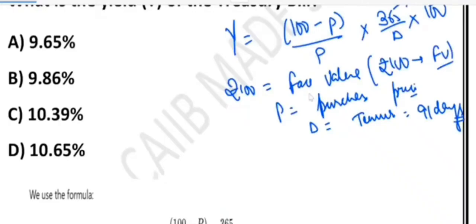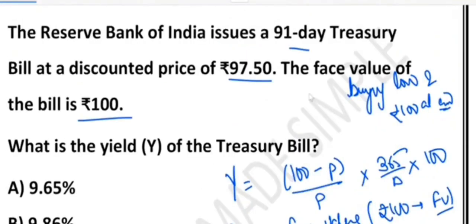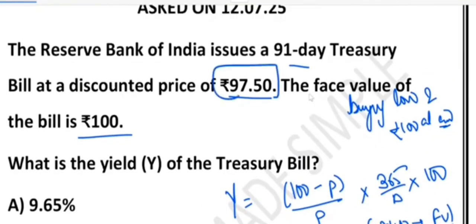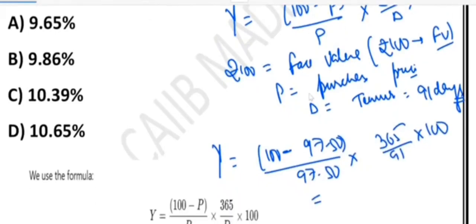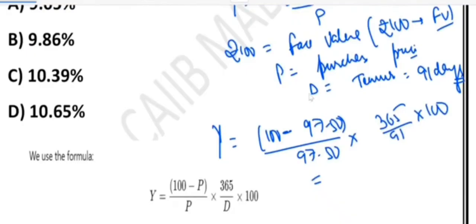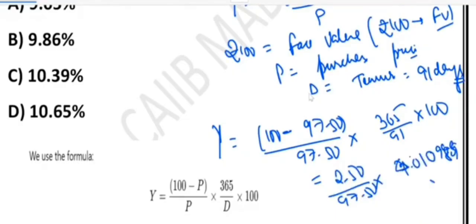So just substitute the value. So 100 minus purchase price. What is purchase price? The purchase price is 97.50, as you can see written here. Discounted price means purchase price. So (100 minus 97.50) divided by 97.50 multiplied by 365 by 91 into 100. So this formula you have to apply. So it will give us 2.50 upon 97.50 multiplied by 4.010989 and multiplied by 100. So ultimately it will give you 10.39%. So option number C is the correct one.